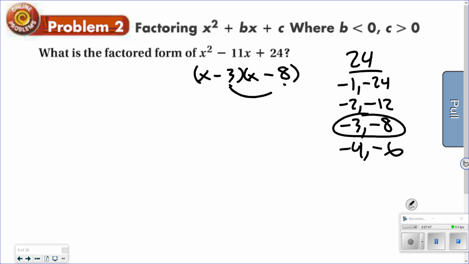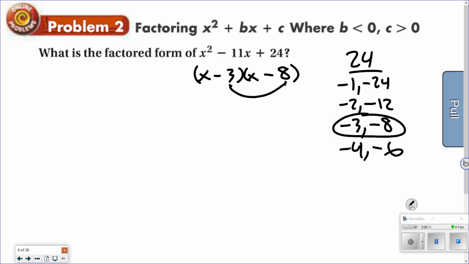Right, when I multiply those, I get a positive 24. When I add those, I get a negative 11. So you've got to think about those signs. You've got to think about those multiplication properties we learned way back at the beginning of the trimester. Right, if you multiply 2 negatives, you get a positive. Or if you multiply 2 positives, you get a positive. Then you have to look at the middle term and decide, is it going to be 2 positives or is it going to be 2 negatives?